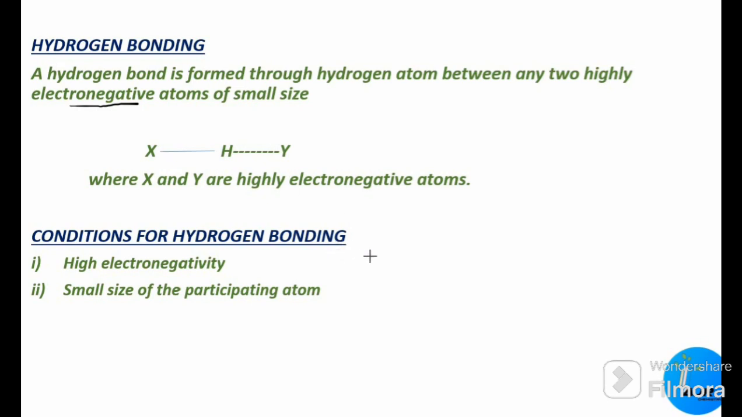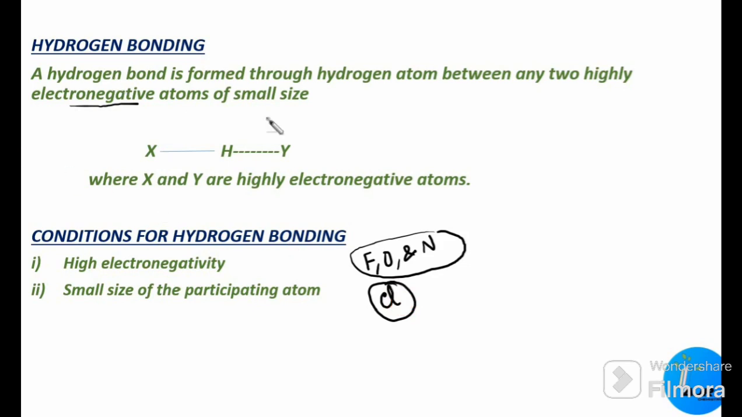Actually, fluorine, oxygen and nitrogen are the only atoms with small size and high electronegativity. See, these two criteria are satisfied by fluorine, oxygen and nitrogen. So hence they can take part in hydrogen bond formation. But when you are taking chlorine into consideration, chlorine is also an atom with high electronegativity, but it cannot easily form a hydrogen bond. It has less tendency to form a hydrogen bond due to its bigger size.